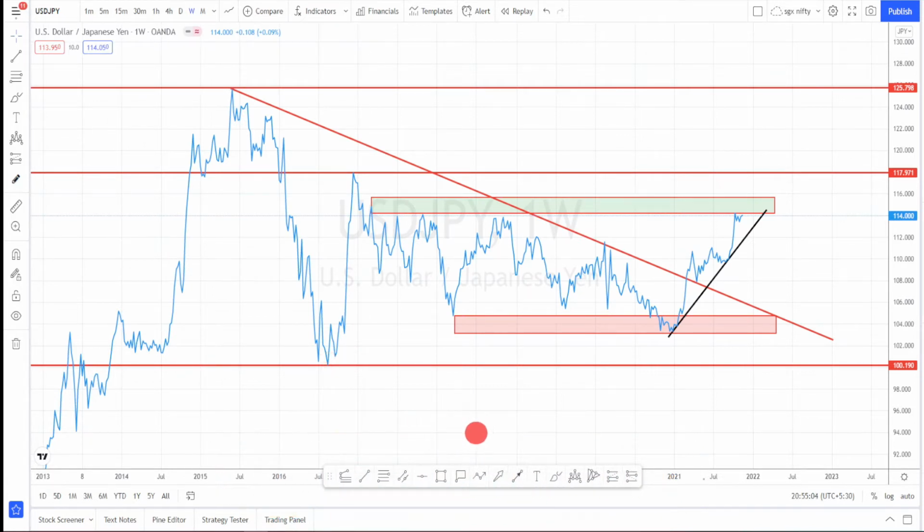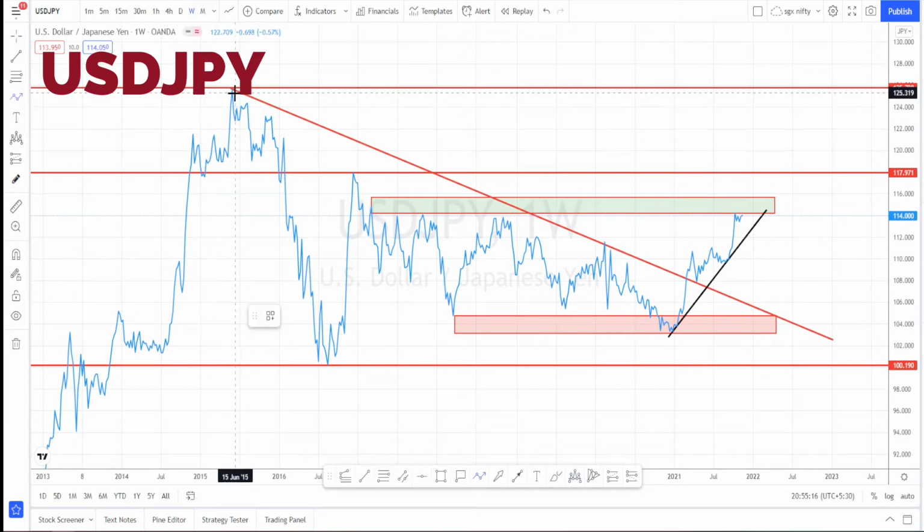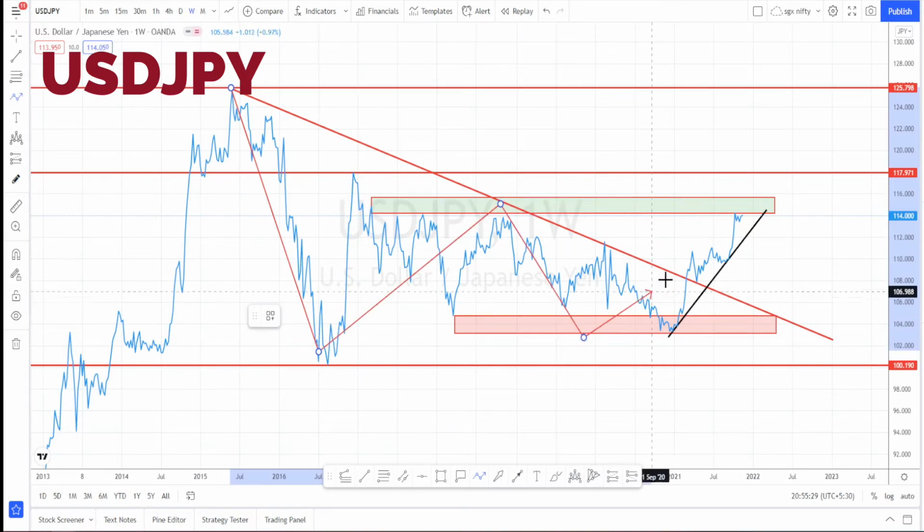Let us start with the analysis. I am in weekly time frame in USD JPY currency pairs. So we already know that USD JPY currency pair was on a downtrend. Again, it started consolidating within this range over here and it gave a breakout. Presently, it is in an uptrend.